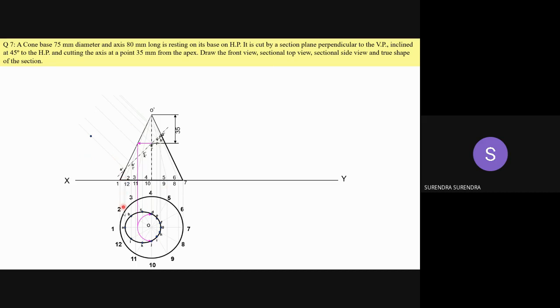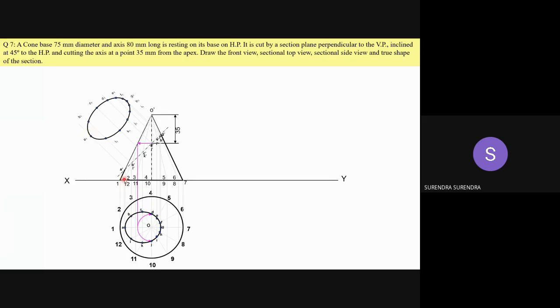Now measure the distance. Measure one distance from the XY line. A dash as center, mark this point. Similarly, A1, B1, C1, D1, E1. Mark all the points, and draw a smooth curve passing through all these points.